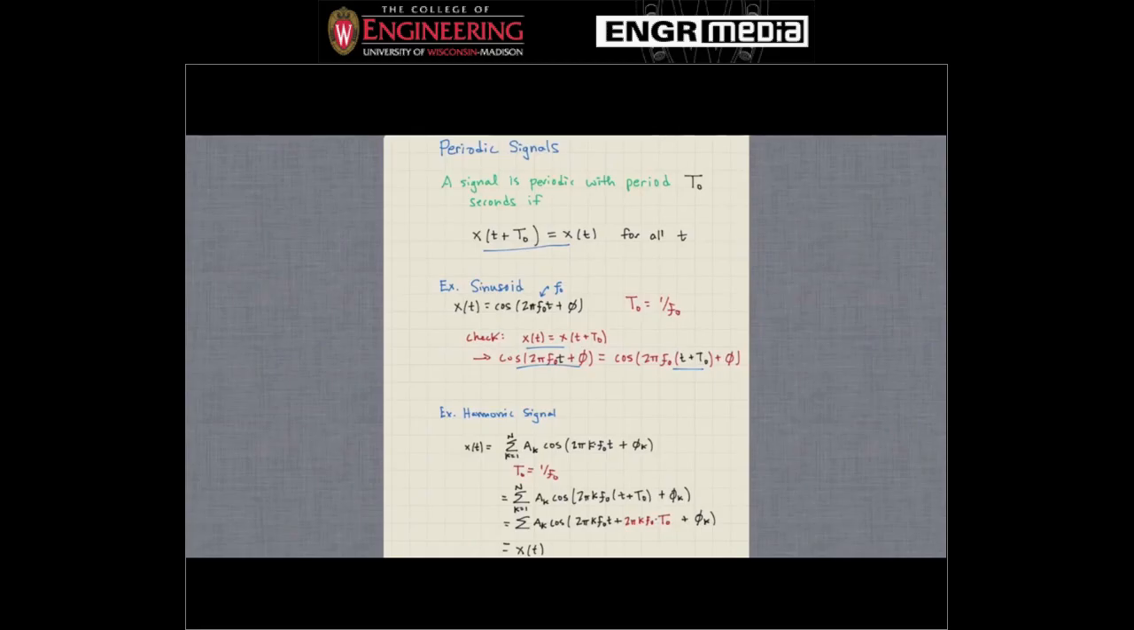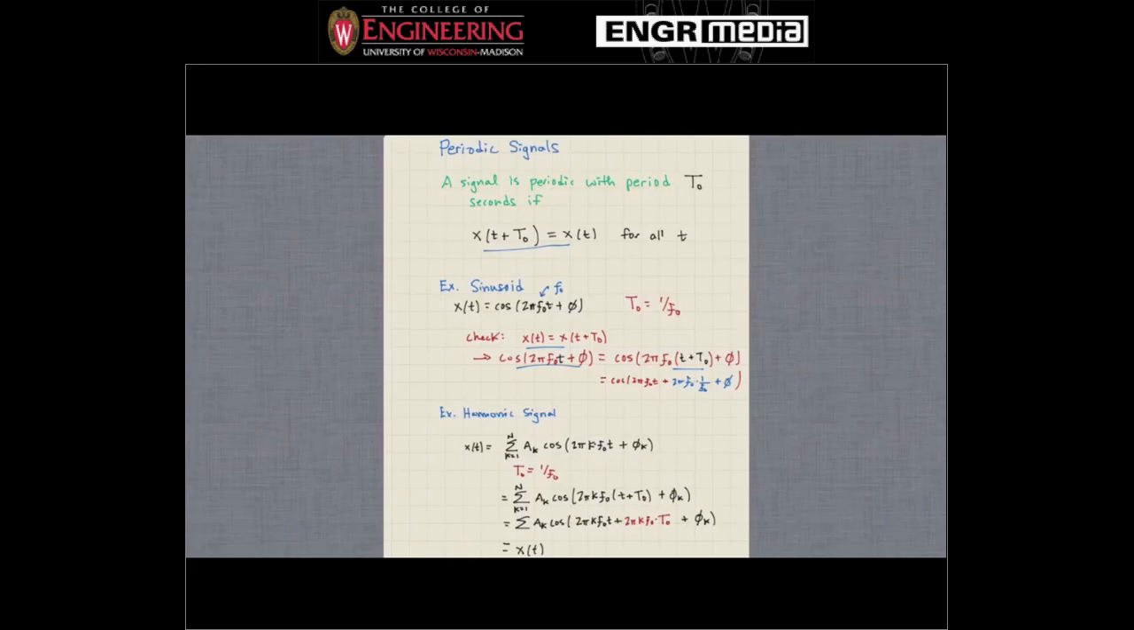So if we write this again, now I'm going to plug in T0 equals 1 over f0, and I'm also going to expand out this product. And we get cosine(2 pi f0 t plus 2 pi f0 times T0, and let's just write that T0 as 1 over f0, plus phi).